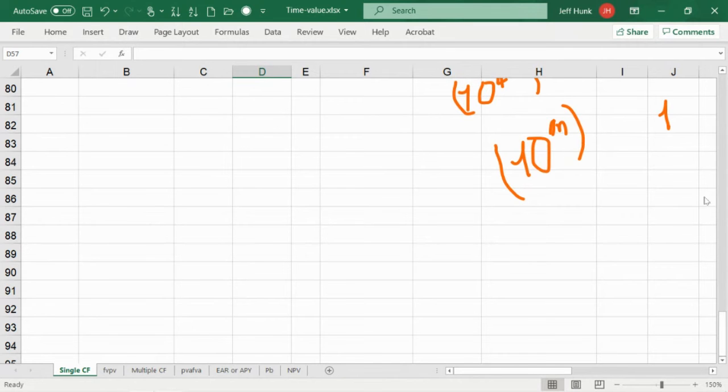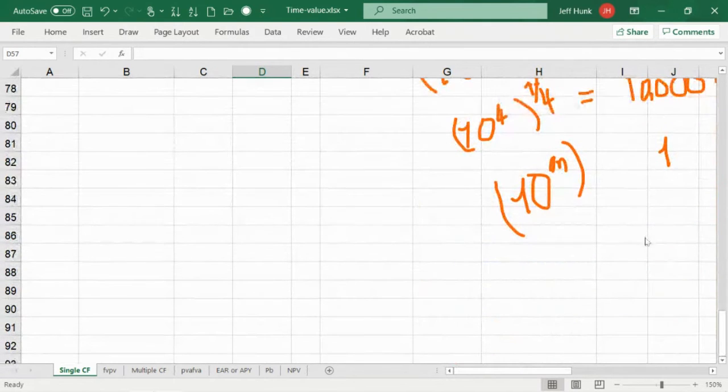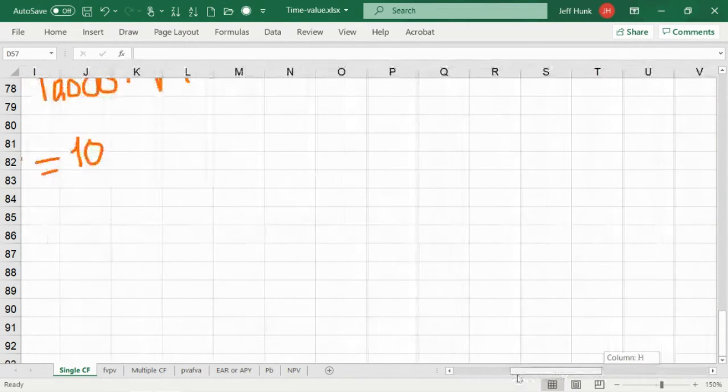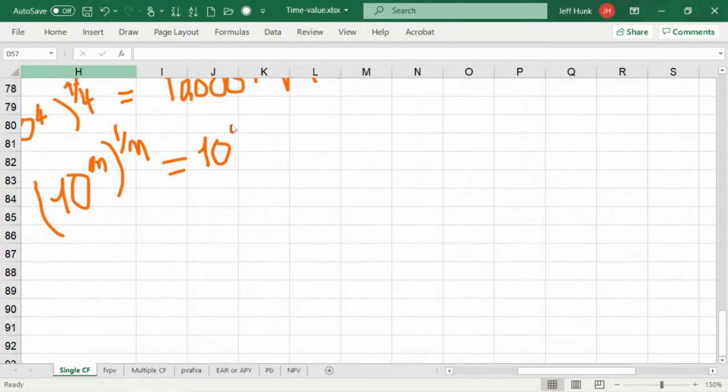10 raised to the nth power, and then if you again raise it to 1 over n, what you're doing is 10 raised to n times 1 over n. Isn't it right? And think about it. These two will cancel out. So then it becomes just 10 raised to 1.